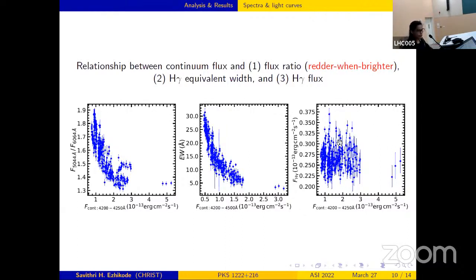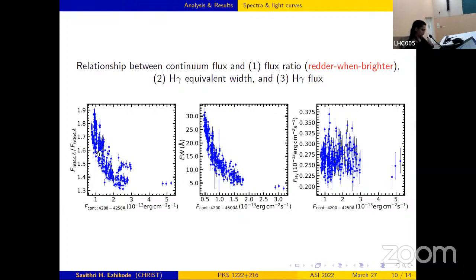And here, in the last panel, we can see that the H gamma flux, that is the emission line flux, is nearly constant, doesn't vary much. It says that the thermal disk emission is nearly constant. It doesn't show any significant variability in this particular source. This is also supported by the variation of the equivalent width with the continuum emission, which shows a trend of inverse correlation between the equivalent width and the continuum flux.